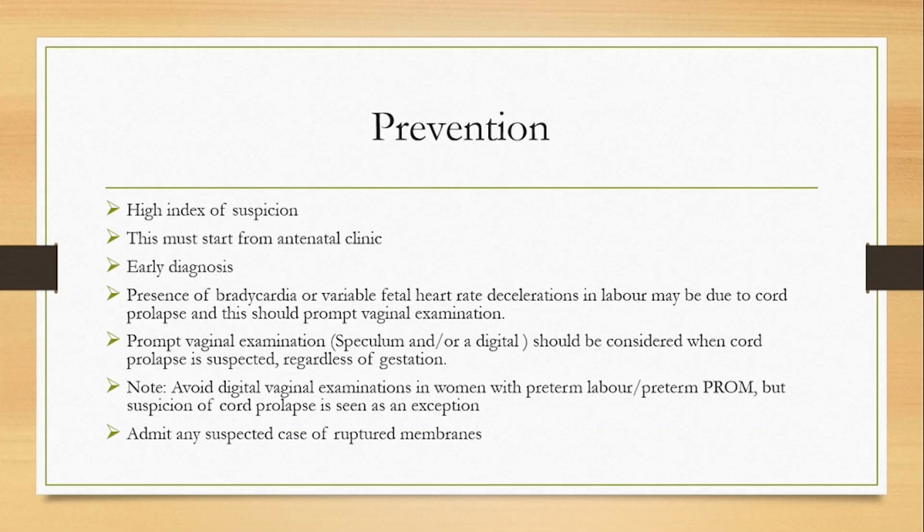You must be able to assess properly and then check to make sure that there is no cord presentation or prolapse in them. Then admit any suspected case of ruptured membrane. This is a very important prevention factor. Any suspected case of ruptured membrane must be admitted. That way, you can prevent imminent danger.